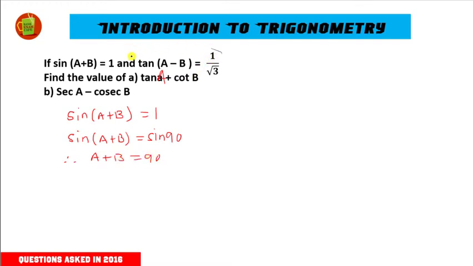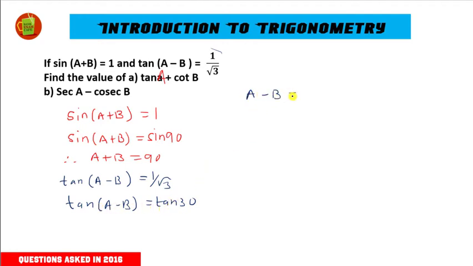Similarly, it is given here that tan(A - B) is equal to 1 by root 3. But what is 1 by root 3? It is tan 30. Tan 30 is 1 by root 3. So in place of this we can write tan 30. So tan(A - B) is equal to tan 30. These two angles should be equal, then only these values will be equal. So A minus B is equal to 30.